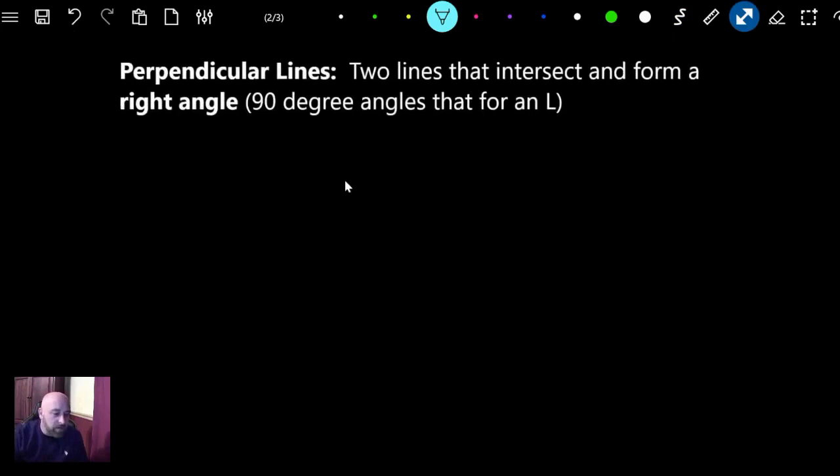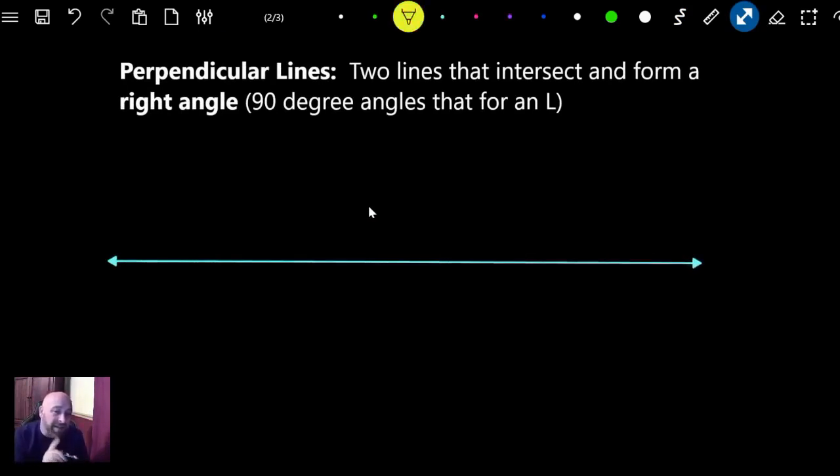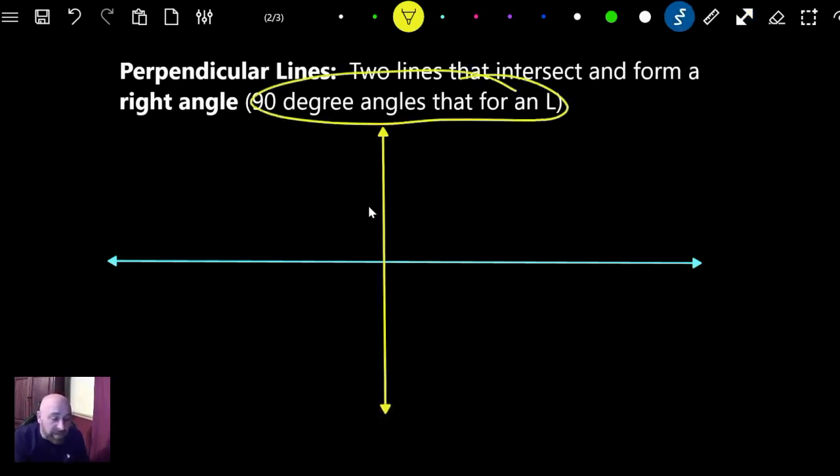The last thing that I want to talk about in this video are these lines called perpendicular lines. So if I have one line, like the other lines that we've been drawing, and then I have a line that intersects it or crosses it at what's called a 90-degree angle. What's a 90-degree angle? A 90-degree angle is L-shaped. So it's like a right angle. That's what they call them, a right angle.